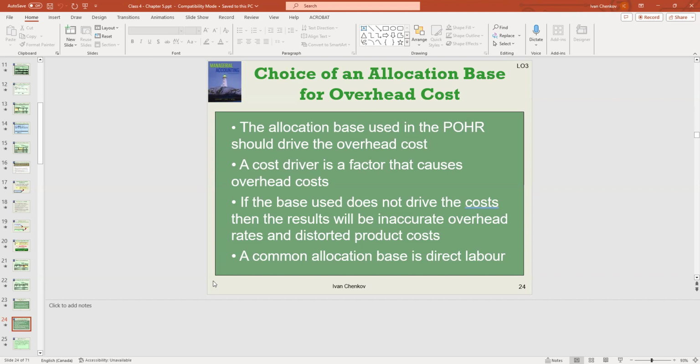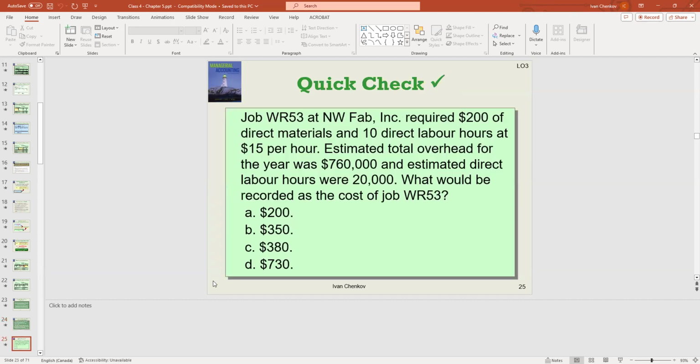So for that reason, now let's go back to the allocation base. It's very important to choose the proper allocation base, through which you assign the overhead to every single product, and you don't miss one product. If you choose an allocation base which doesn't apply to all of your products, then one product is going to have overhead and the other product is not. That's not what you want. So let's see this question now, and some calculations.